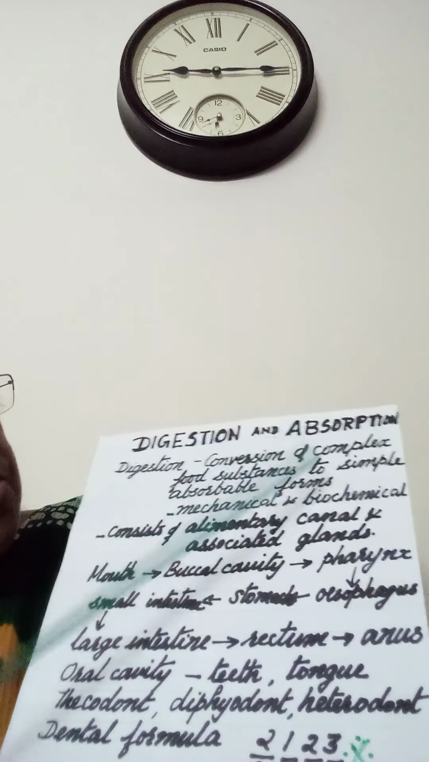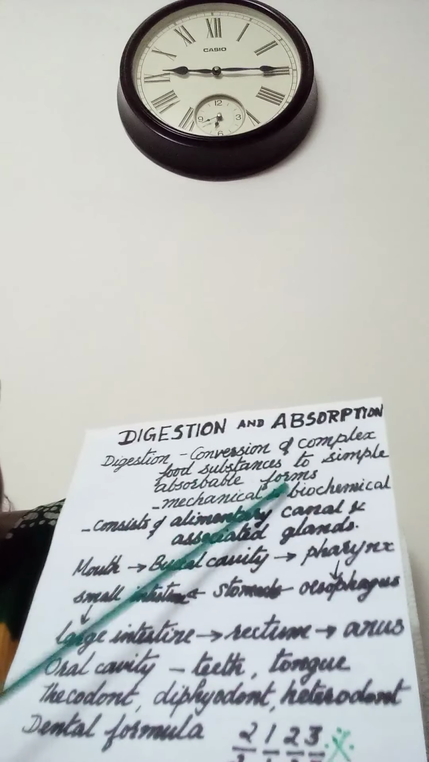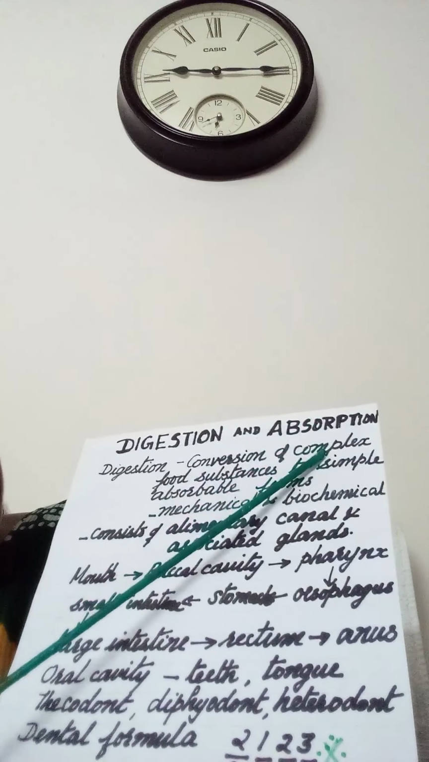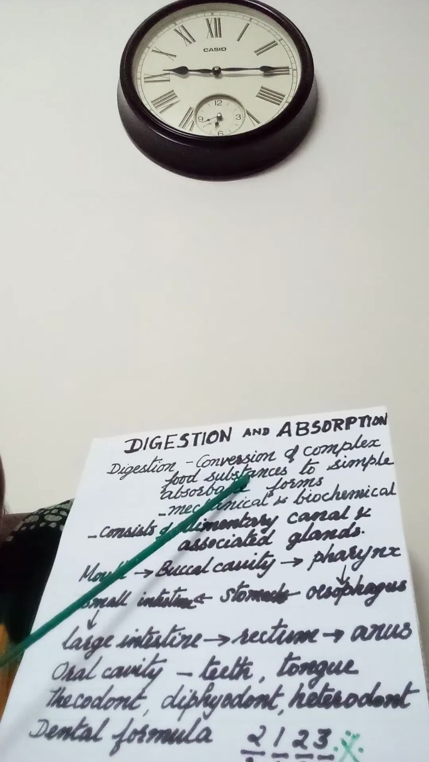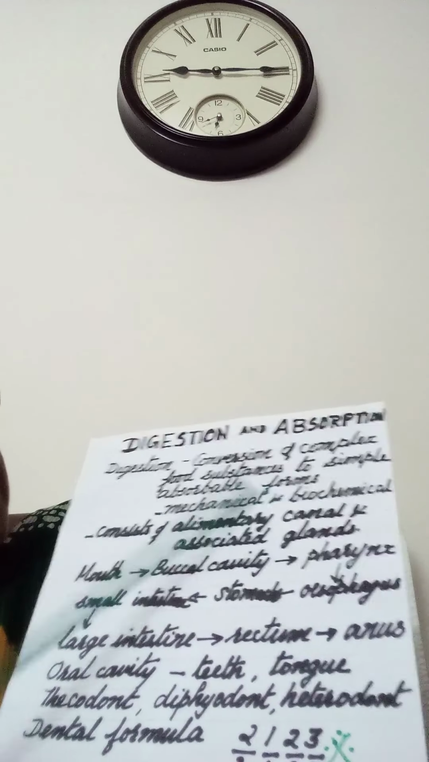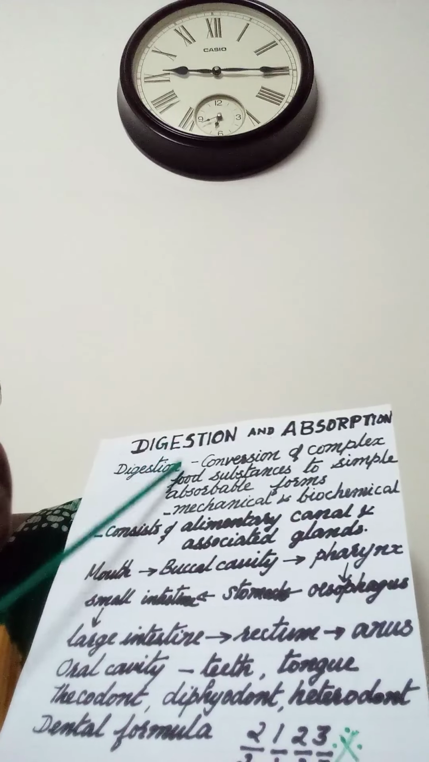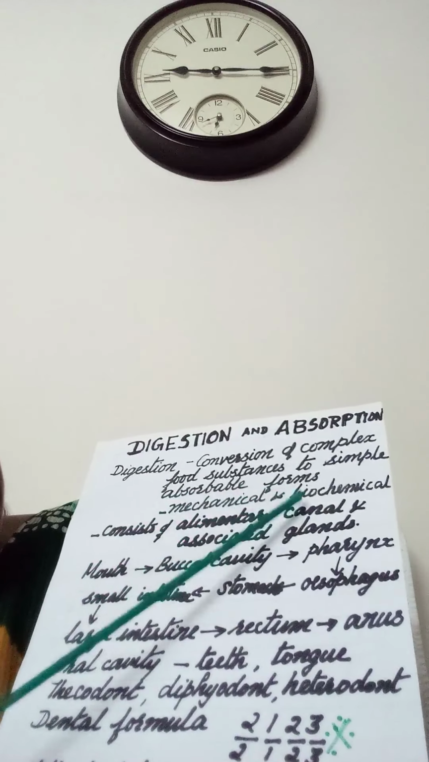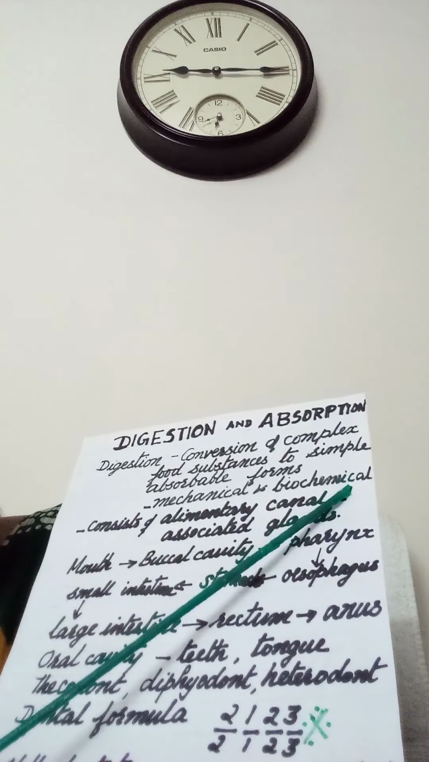Hello everybody. Today we are going to learn about the next chapter, digestion and absorption. Digestion means the process of conversion of complex food substances to simple absorbable forms. That means complex food substances will be broken down into simpler absorbable forms. Digestion is carried out by mechanical and biochemical methods.